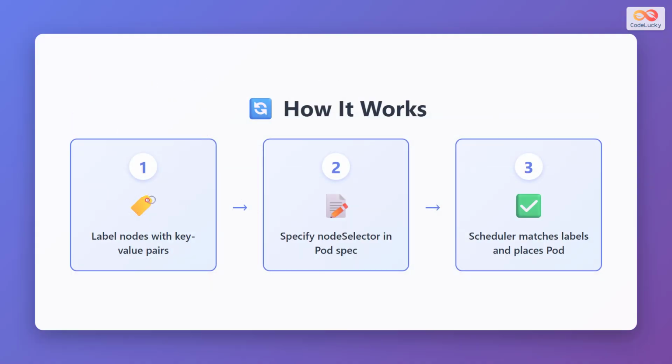The node selector workflow has 3 simple steps. First, you label your nodes with key-value pairs that describe their characteristics. Second, you specify the node selector field in your pod specification, indicating which labels you're looking for. Third, the Kubernetes scheduler reads these requirements and matches the labels, placing the pod only on nodes that have all the specified labels.